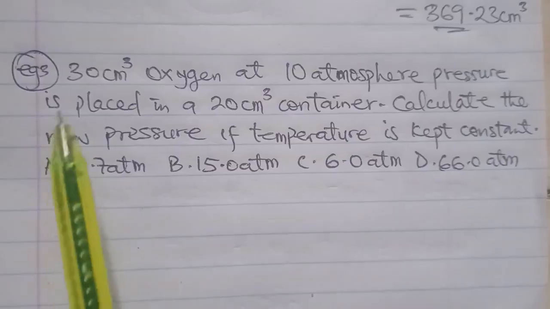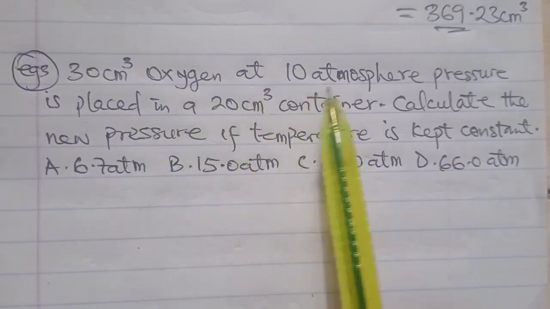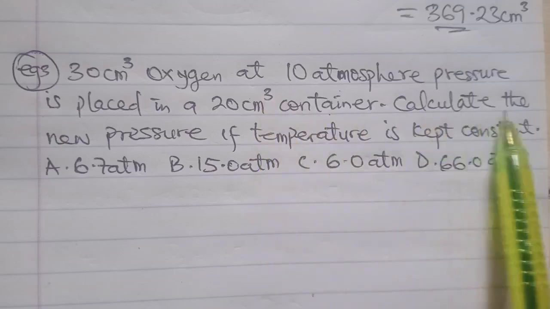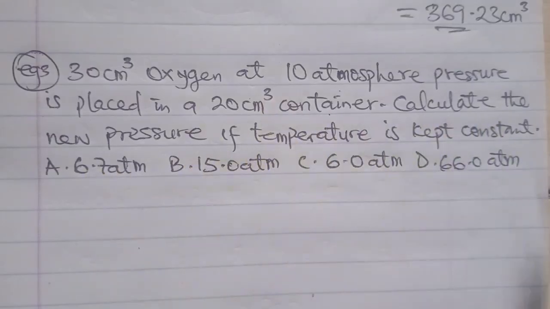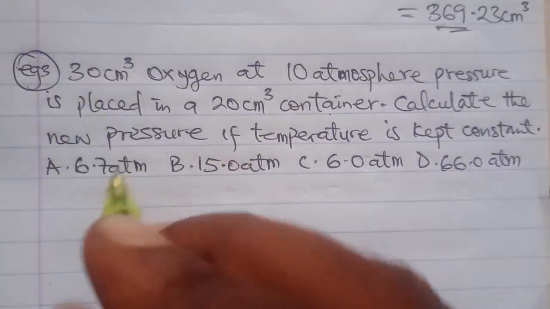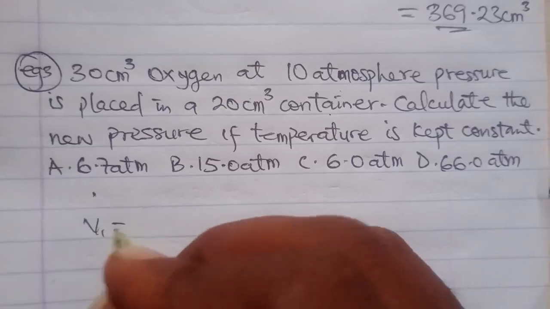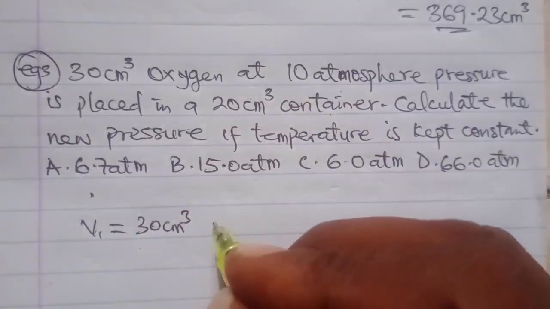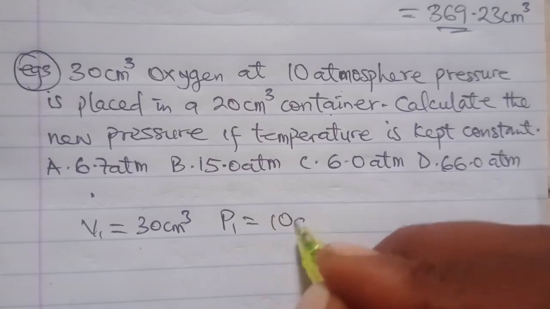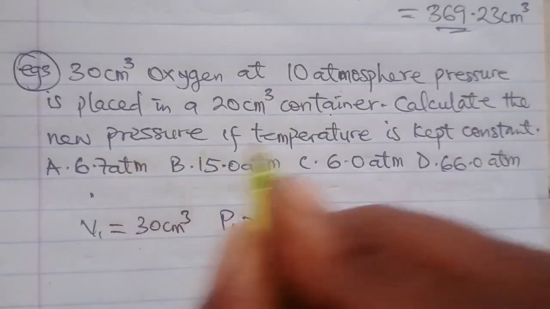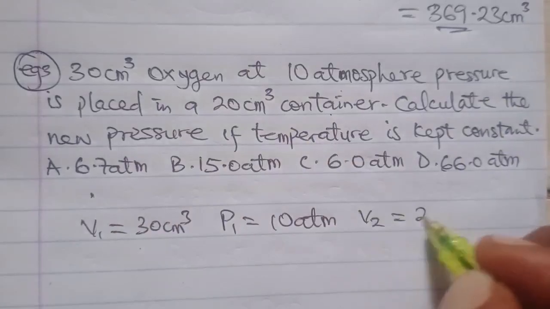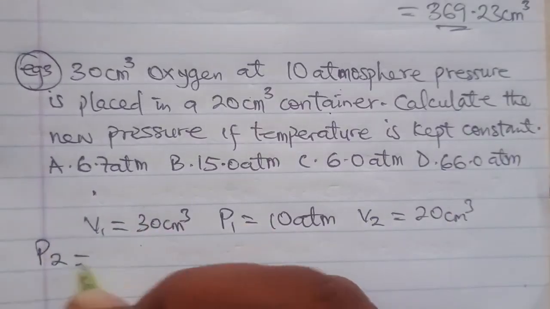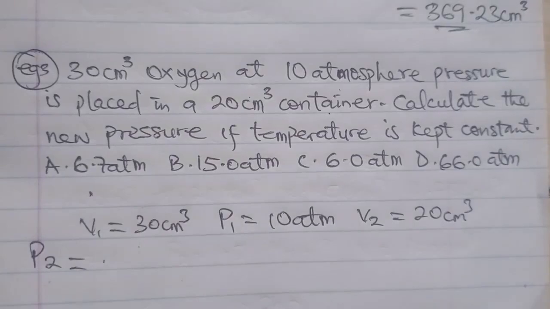The next question says 30 cm³ of oxygen at 10 atmospheric pressure is placed in a 20 cm³ container. Calculate the new pressure if temperature is kept constant. So in this case, you can see that the first volume V1 is 30 cm³, and the first pressure P1 is 10 atm. Then it's placed in a second volume of 20 cm³, and we are asked to calculate P2. Feel free to pause the video and try it for yourself.